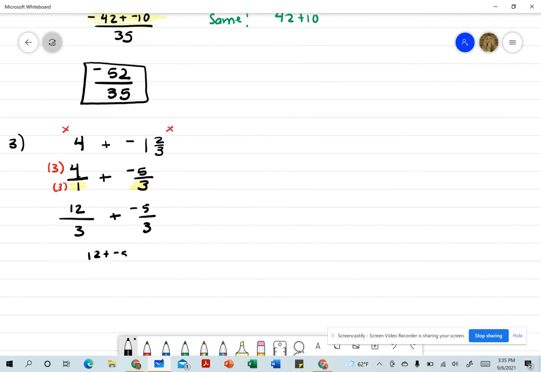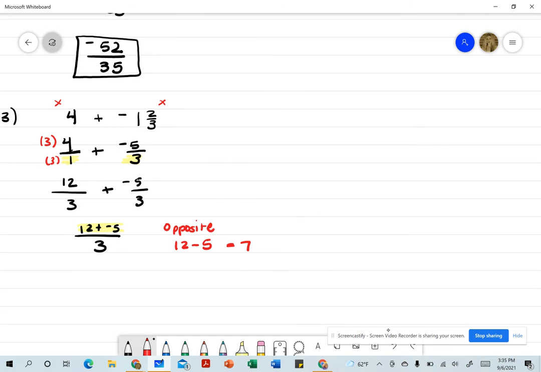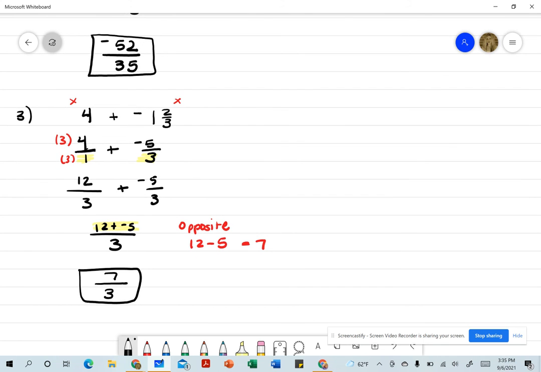Now I write it all over that common denominator. I look at this. I see that they are opposite signs. Remember, opposite means subtract. So what is 12 minus 5? That is 7. Now you have to think, should it be positive or negative 7? In this case, it should be positive because the 12 has the bigger absolute value. My final answer is 7 over 3. 7's prime. It does not simplify any further. As you can see, once we start getting these steps, it goes quicker.